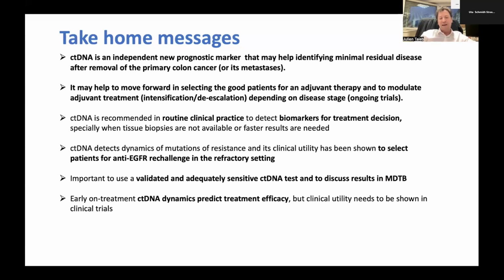It is important to use a validated and adequately sensitive ctDNA test and to discuss your results with a multidisciplinary board. And early on-treatment ctDNA dynamics predict efficacy for chemotherapy, but also for immunotherapy.